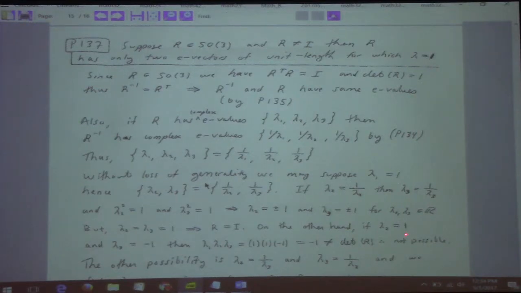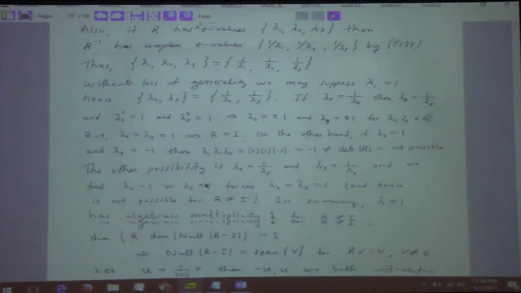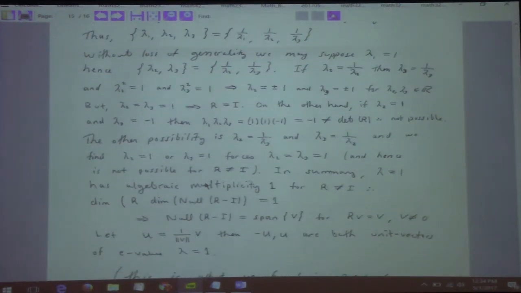On the other hand, if lambda 2 is equal to 1 and lambda 3 is minus 1, then the product of the eigenvalues is minus 1, which is also not possible. All right. So the other possibility, of course, is that they go flippity-floppity. In other words, the reciprocal of the third eigenvalue is the second eigenvalue, and vice versa. I mean, if you have this, you have that, right? So that's the other possibility, given the combinatorics here.